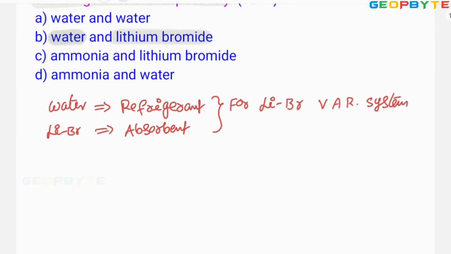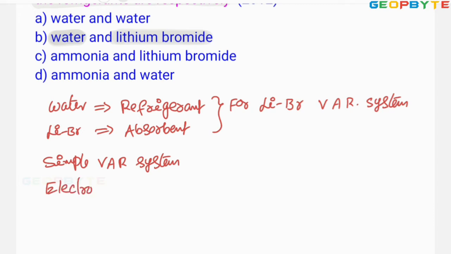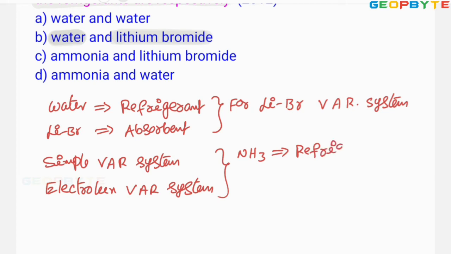Whereas for other refrigeration systems like the simple VAR system and the Electrolux VAR system, ammonia is used as refrigerant, and water is used as absorbent.